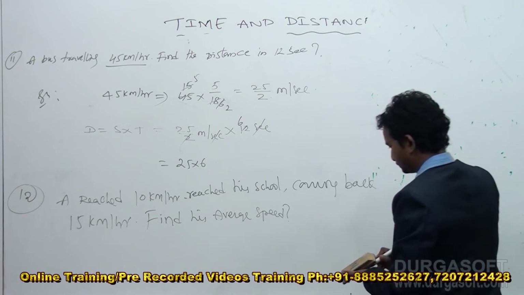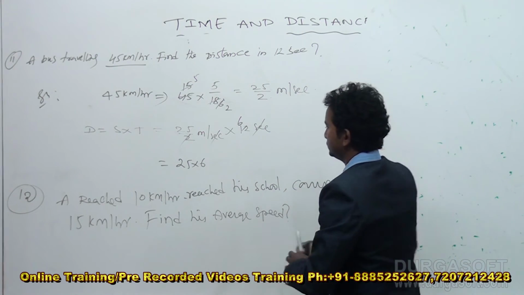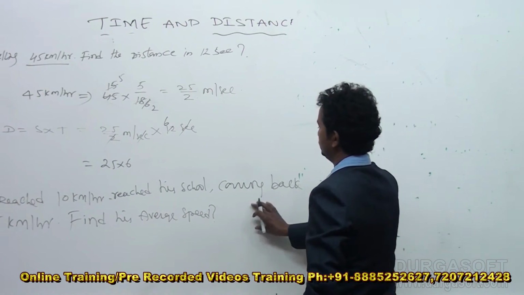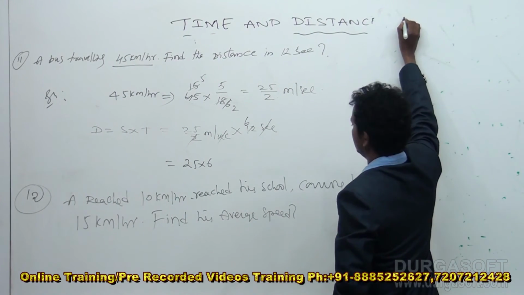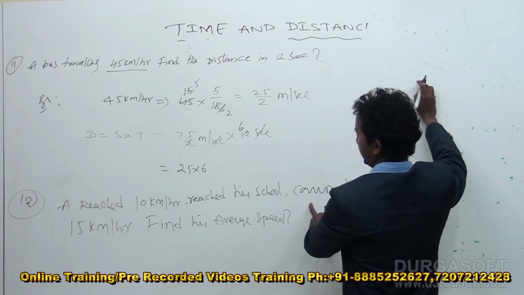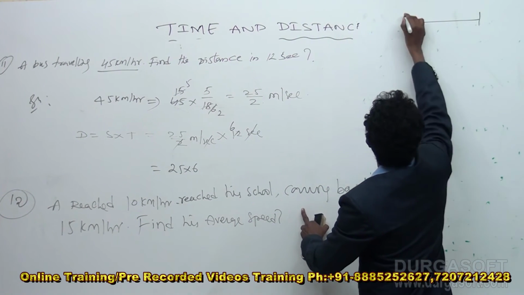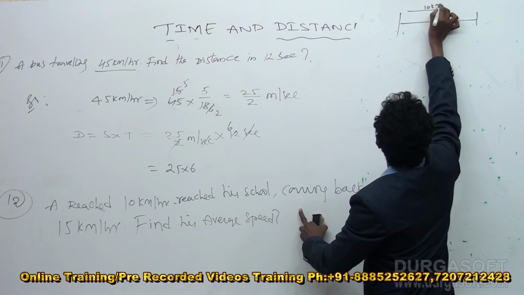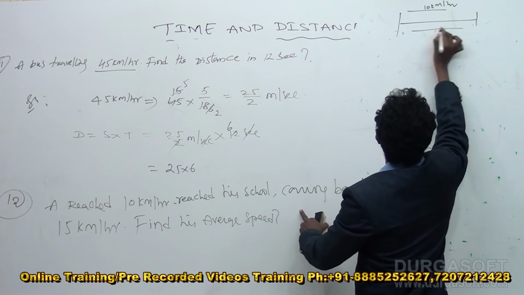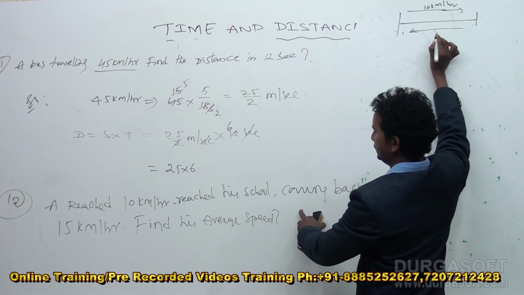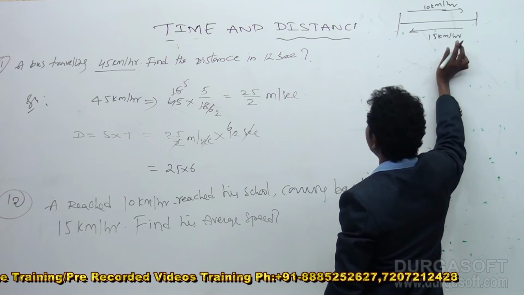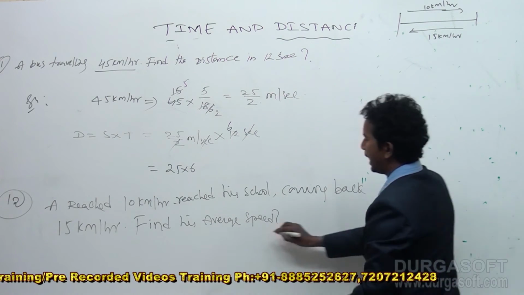Now, this is not relative speed. The boy goes 10 kilometers to his school and comes back over the same distance. Going is 10 km/h and the return is 15 km/h. Then you find the average speed.